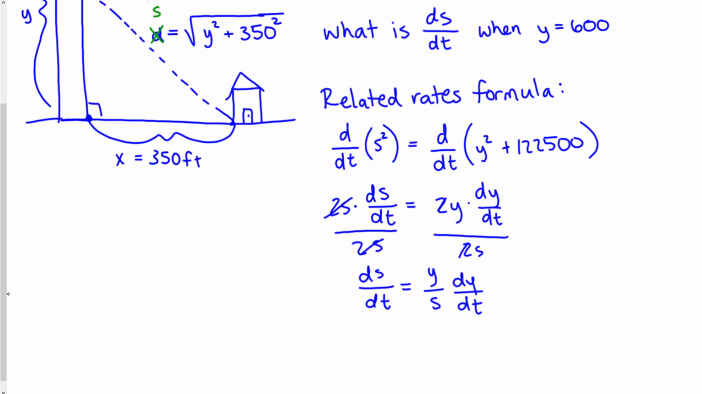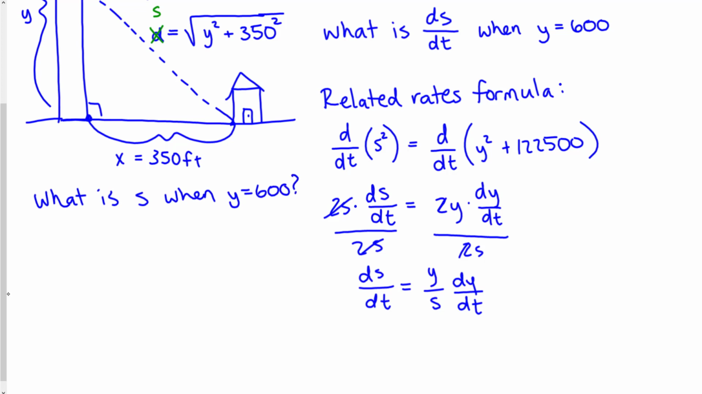And we need to know how tall the beanstalk is. That was given. We want to know when this is occurring, when the beanstalk is 600 feet. We also need to know what the distance between Jack and the house is at that particular point in time as well. So we have to find out what is s when y is equal to 600.